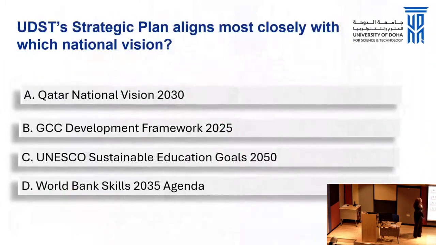Do you have any more? UDSC's strategic plan aligns most closely with which national vision? This is also embedded in our strategic plan, but is it a national vision? Qatar National Vision 2030 is the national vision. It informs our programs.